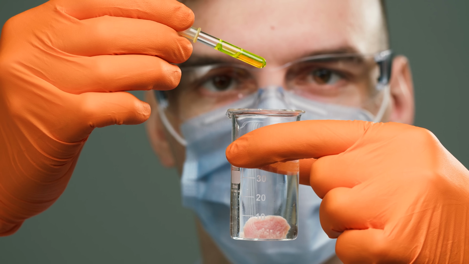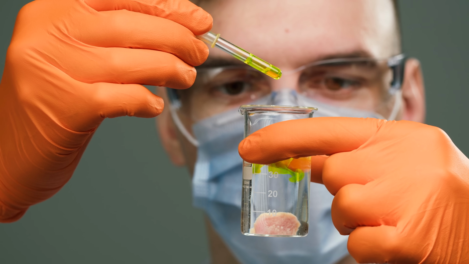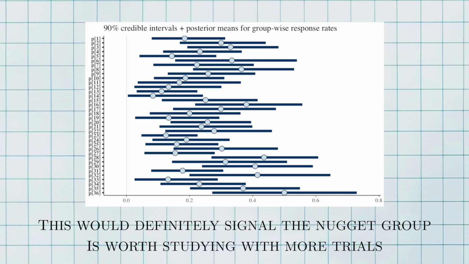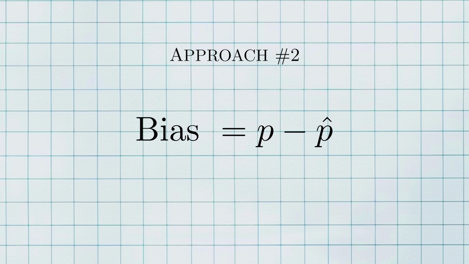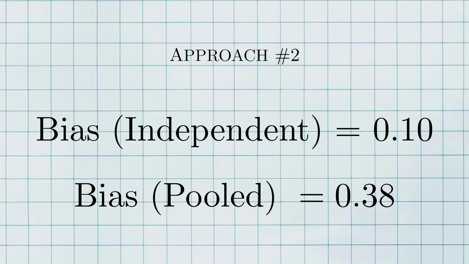In a phase 2 setting, that's not the end of the world. You just might waste some money in other trials trying to confirm what you saw here. More importantly, if you take a look at the nugget group, you can see that it has an estimated response rate of about 50%, the highest out of all the groups. Therefore, an independent approach would definitely help identify the nugget group for future studies. The bias for the independent approach also drops to 10%, much better than the 38% we got in the pooled approach.